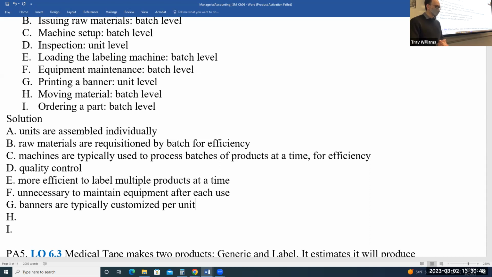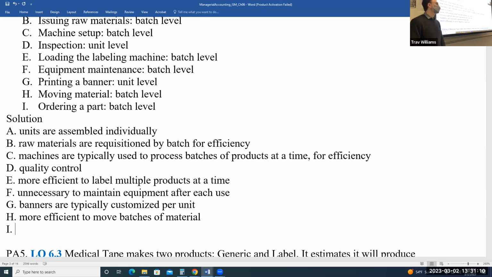Okay, moving material. If you're moving material from point A to point B, again, it's just more efficient to move a whole batch of material at one time. Batches of material.